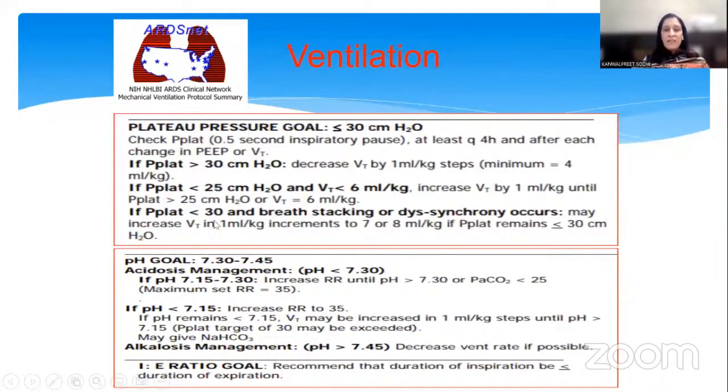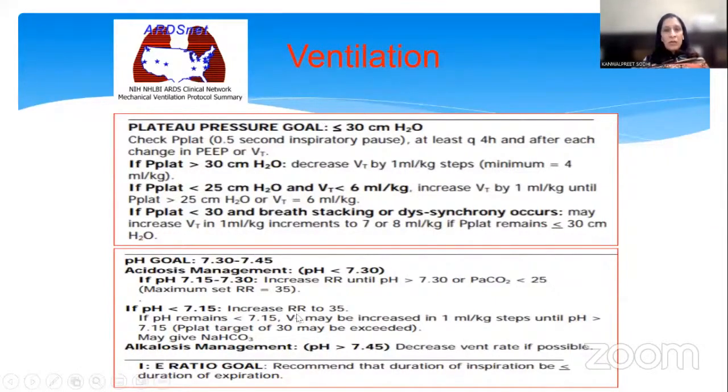If P-plat is less than 30, but breath stacking and dyssynchrony is occurring, we are seeing that patient-ventilator asynchrony is there. So we may increase tidal volume in 1 mL per kg increments up to 7 or 8 mL per kg, targeting that the P-plat remains less than or equal to 30 centimeters water. So this is how we target the plateau pressure.